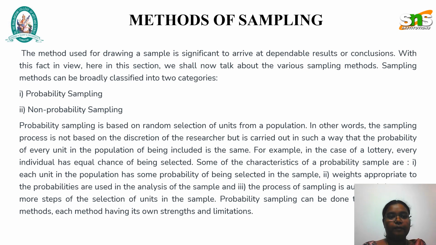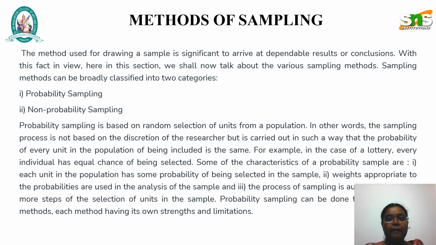Methods of sampling. Sampling methods are of two types: one is probability sampling, another is non-probability sampling. The method used for drawing a sample is significant to arrive at dependable results or conclusions. With this fact in view, here in this section we shall talk about the various sampling methods.